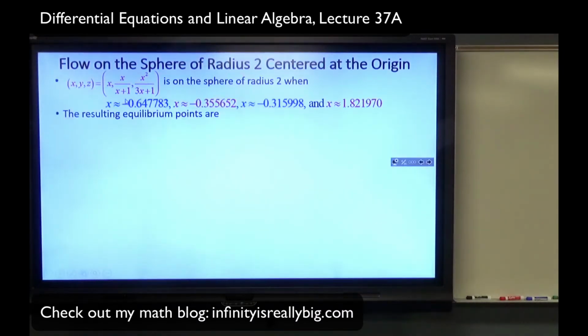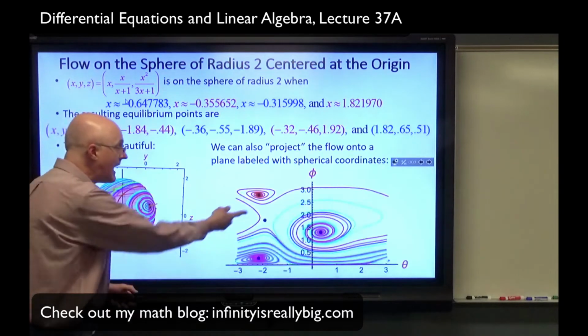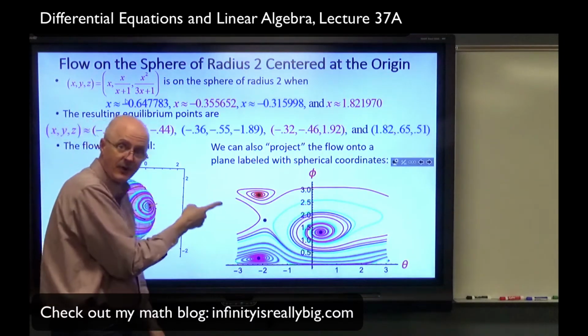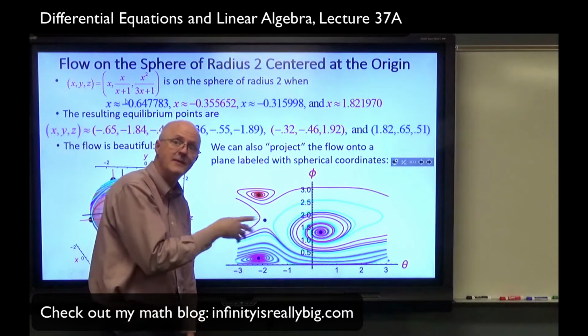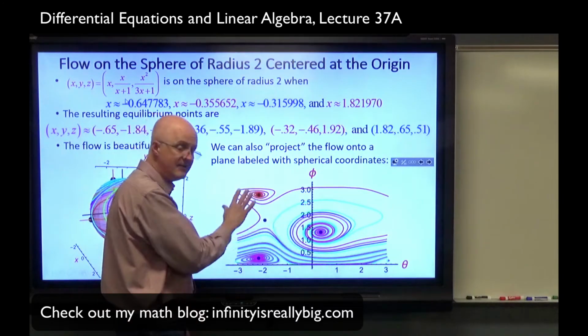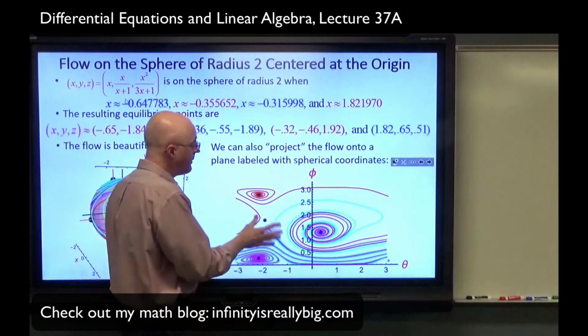And it's worth thinking about. It can help you understand this picture because we could, for example, use linearization in the theta phi coordinates. We could figure out the differential equations in terms of theta and phi. I don't bother doing that, but we could do that.